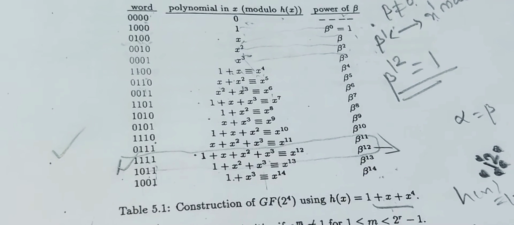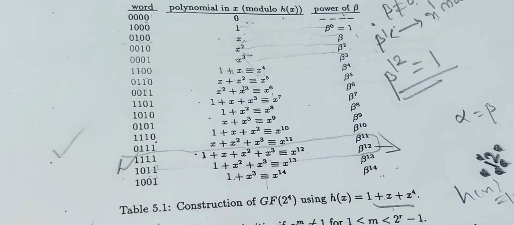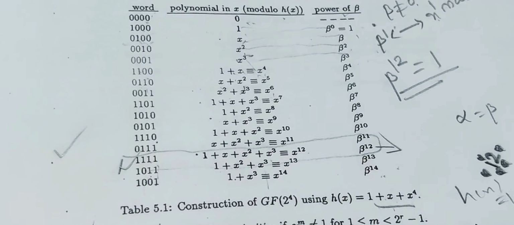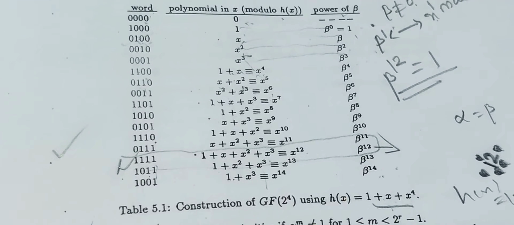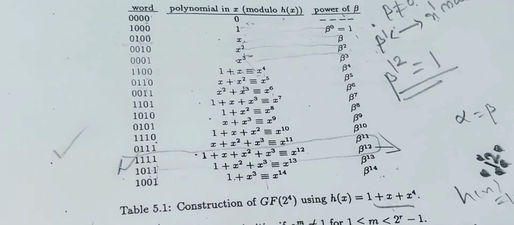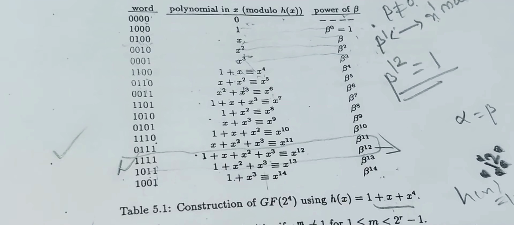Okay. Suppose we take alpha is equal to beta square. So what is alpha? Alpha is equal to beta square, then what will beta cube be? Beta square into beta.